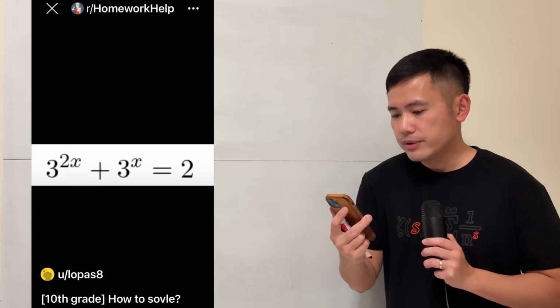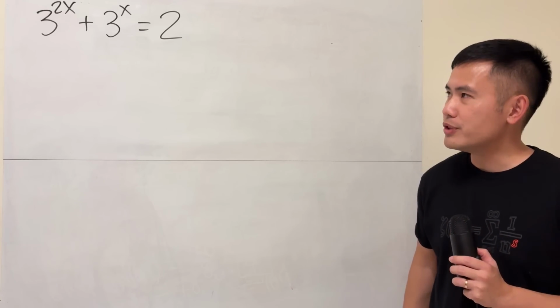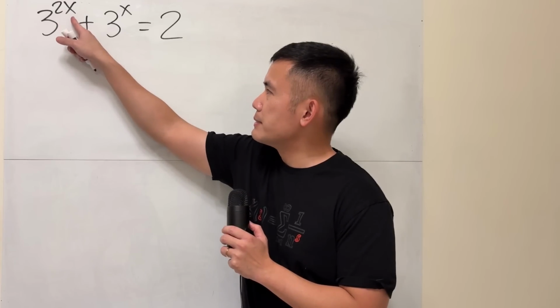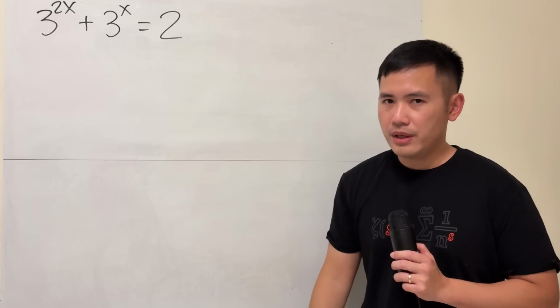10th grade, how to solve? Okay, let's take a look. Here we have an exponential equation. We have 3 to the 2x power plus 3 to the x power, that's equal to 2.